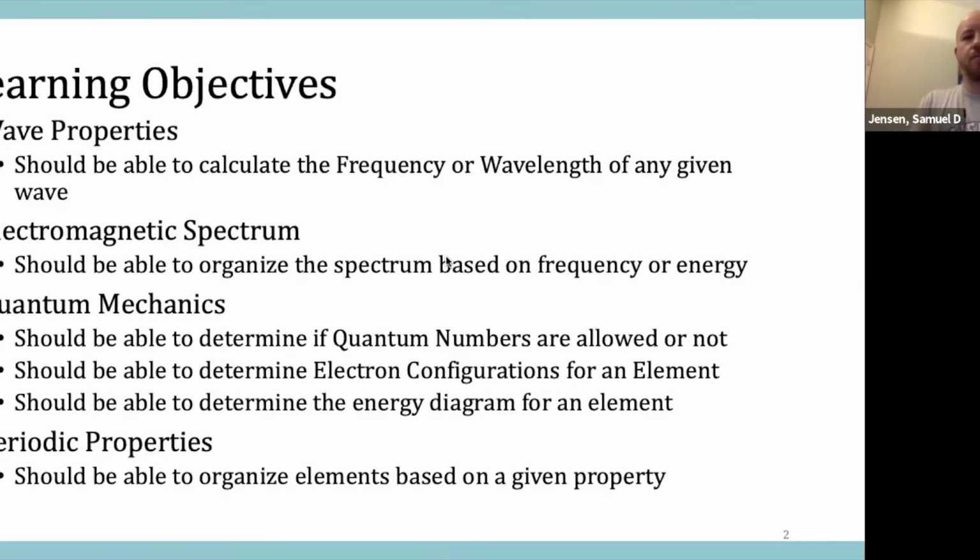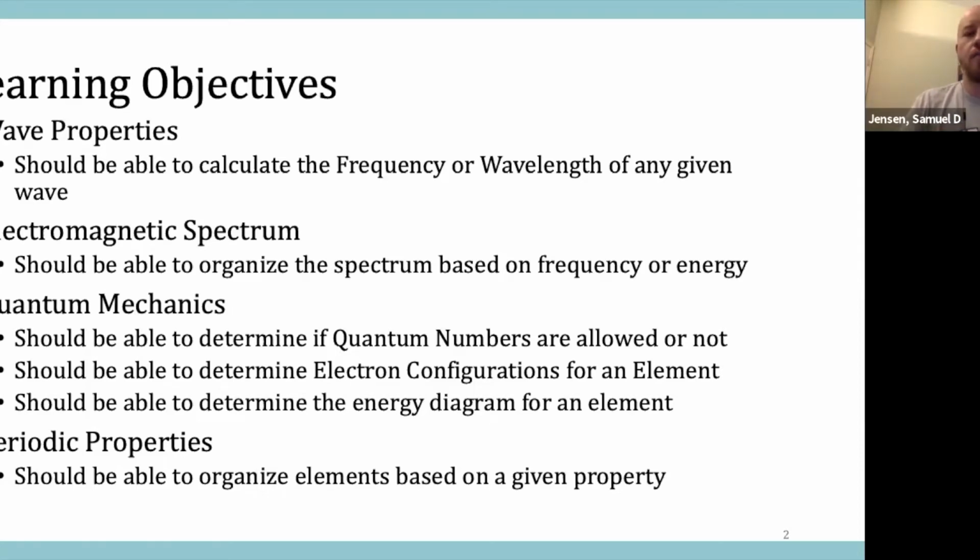So quantum mechanics deals with electron properties. The first part of this, we have a couple different things here. The wave properties: there is a calculation that deals with the wave-like properties of electrons. We should be able to do calculations with this one equation. It's a very simple equation, but it deals with the speed of light and the frequency and the wavelength of an electron.